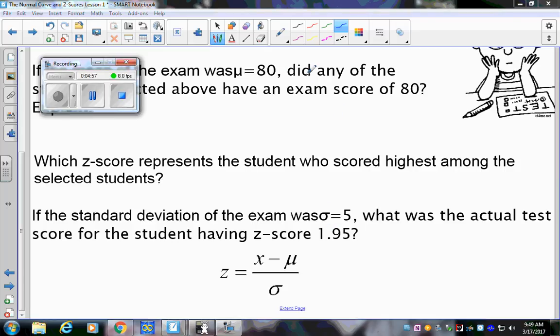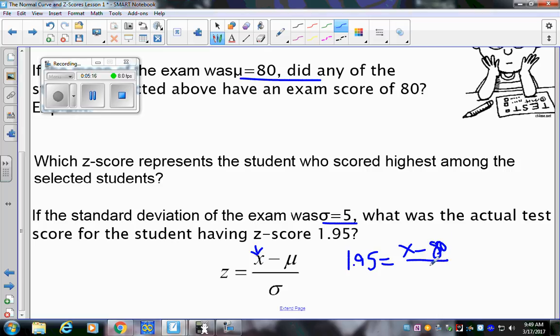It tells us in this example the average was 80 and the standard deviation is 5. This time we have Z, and we're solving for X. The z-score is 1.95. We're trying to find what the actual score on the test was. That should be an 80. So solve for X: multiply out your denominator. We've got 5 times 1.95, which is just shy of 10, 9 and 3/4, equals X minus 80. Then we add 80 to both sides. So the person who scored the highest got a score of 89.75, which the computer would round up to 90.